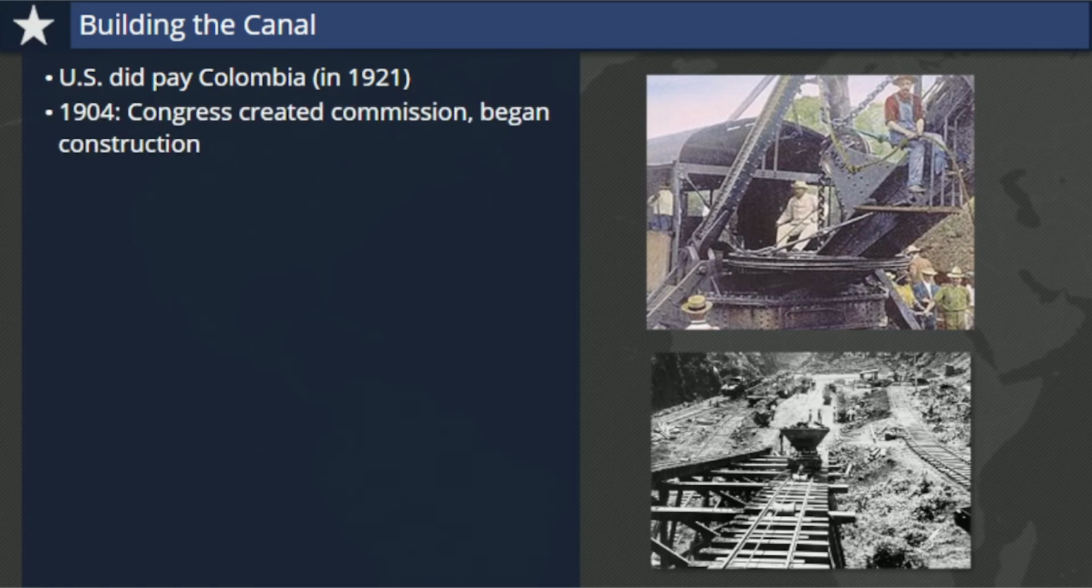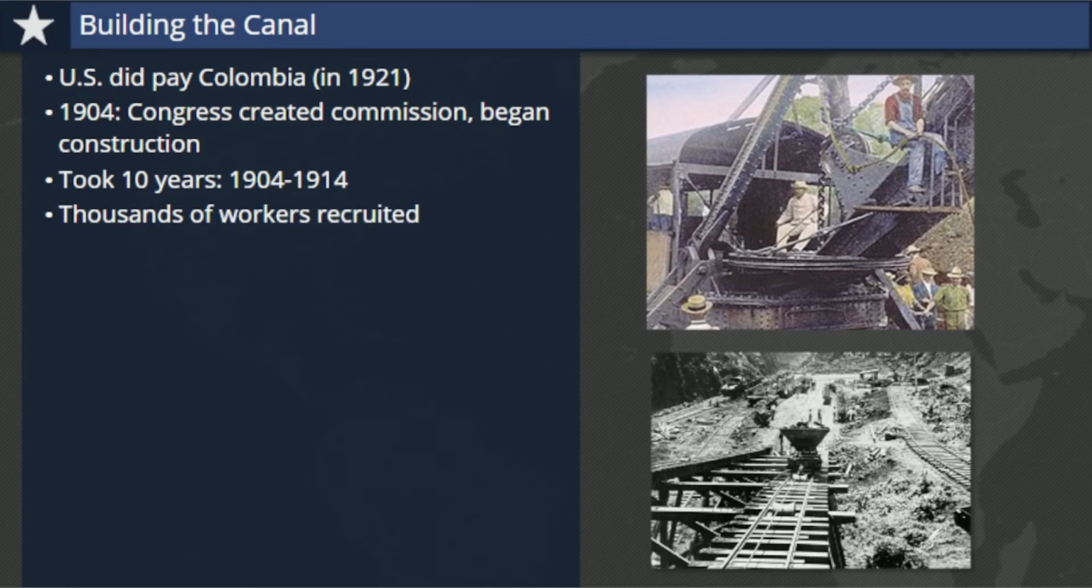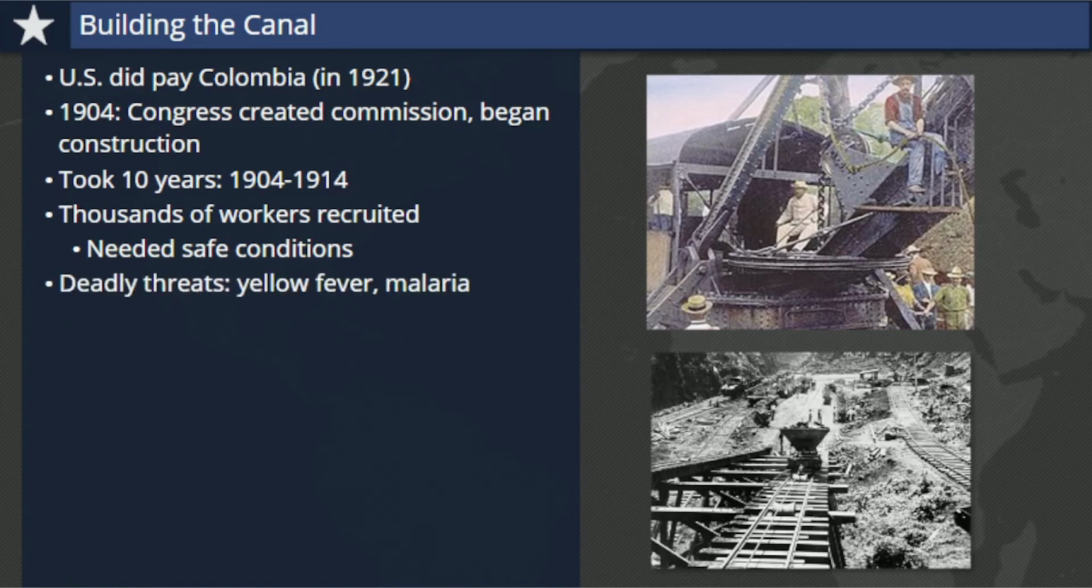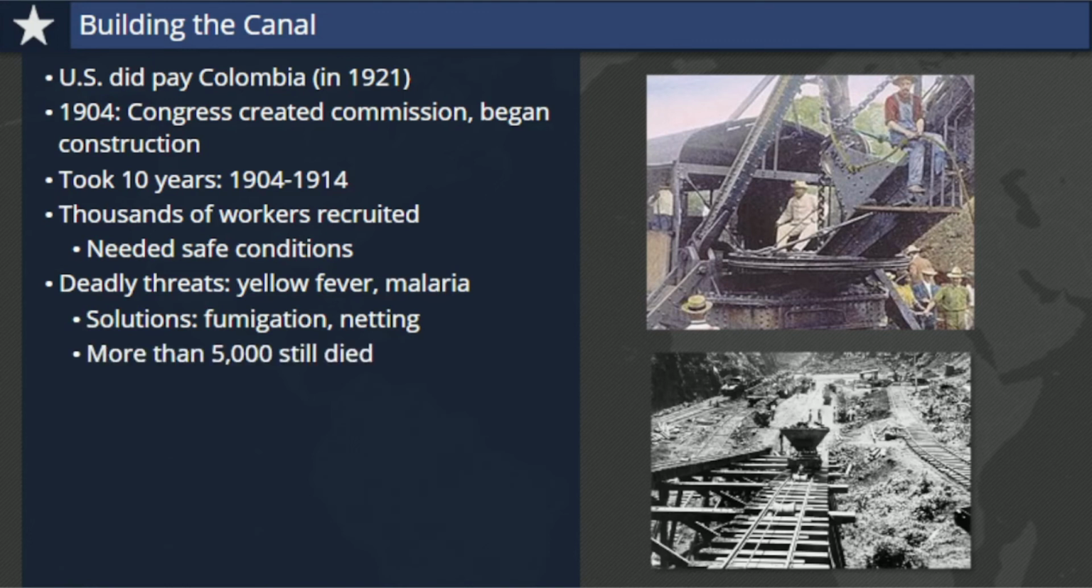In 1904, Congress created a commission to begin construction on the Panama Canal. Construction took 10 years from 1904 to 1914. The commission in charge needed to recruit thousands of workers from the U.S. and other places and needed to provide safe conditions for them to work and live. This was no easy task. Mosquito-borne tropical diseases like yellow fever and malaria were deadly threats to those who worked on the canal. Even with solutions like fumigation and mosquito netting, more than 5,000 workers died of disease and accidents.